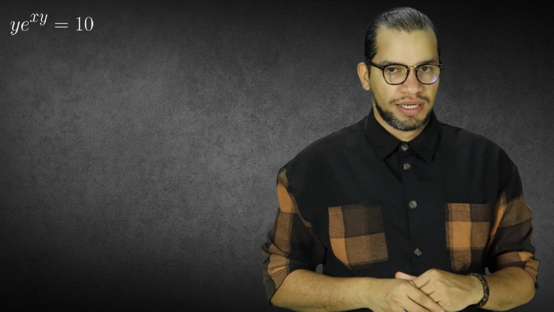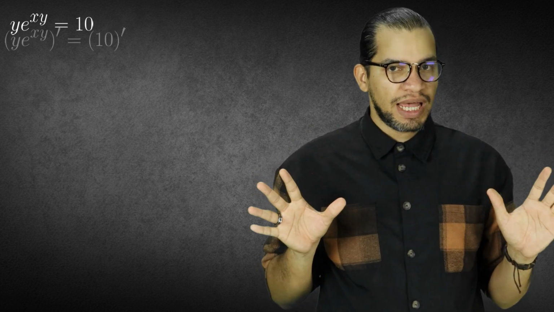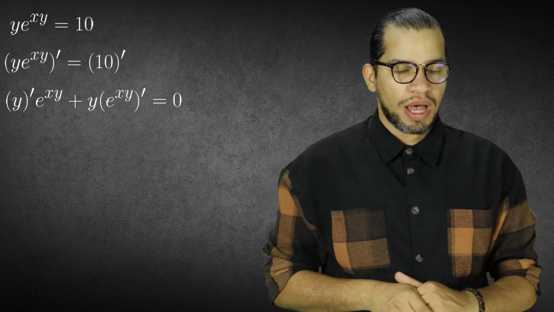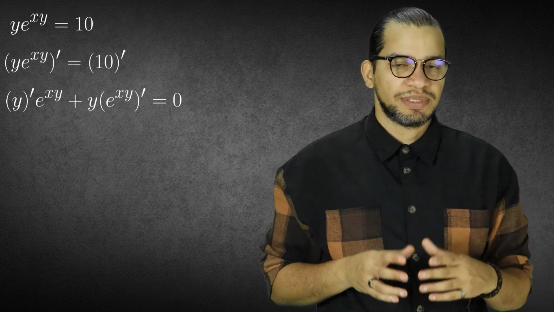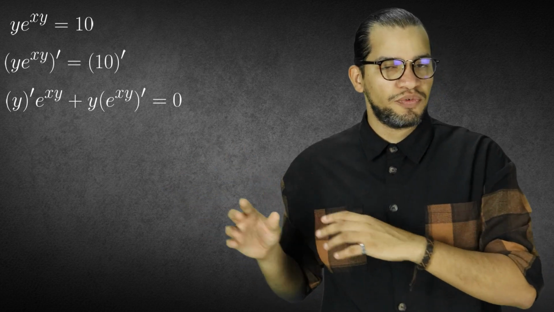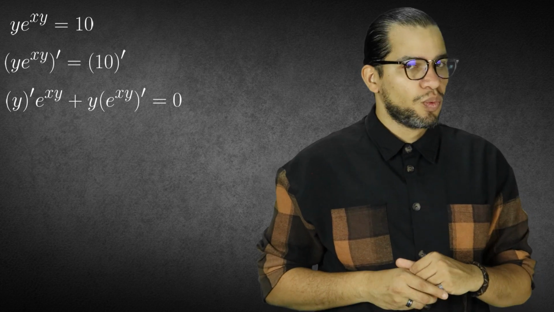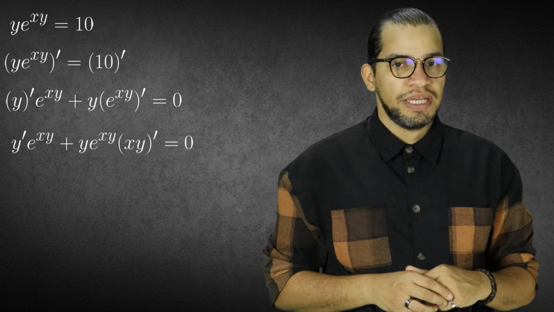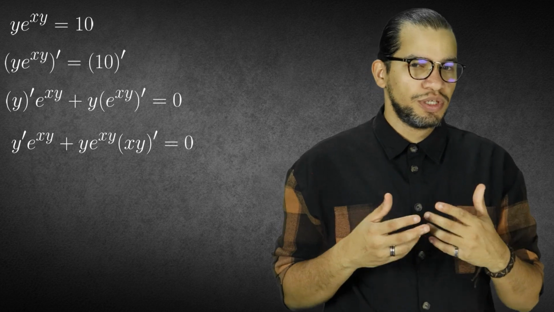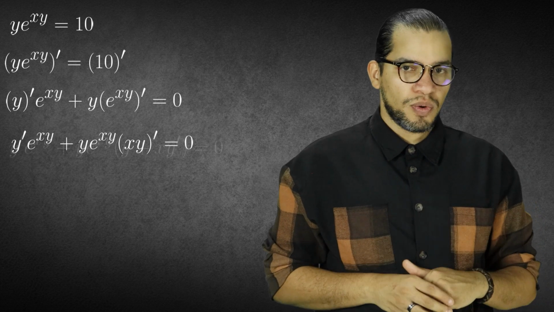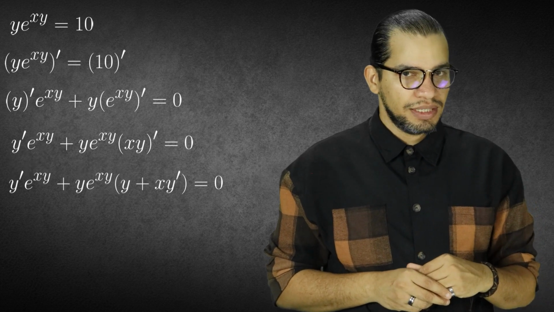Let us consider another example. Let us consider the function y times e to the x y equals 10. If we apply the derivative to both sides, we get the derivative of y times e to the x y plus y times the derivative of e to the x y equals the derivative of 10, which is 0. Now, the derivative of y is y prime, and the derivative of e to the x y will be equal to e to the x y times the derivative of x times y, which is equal to y plus x times y prime.